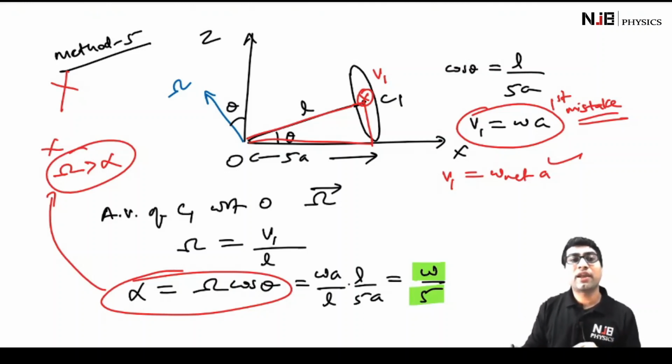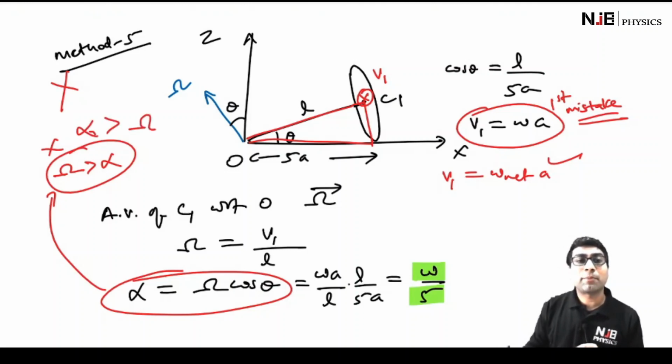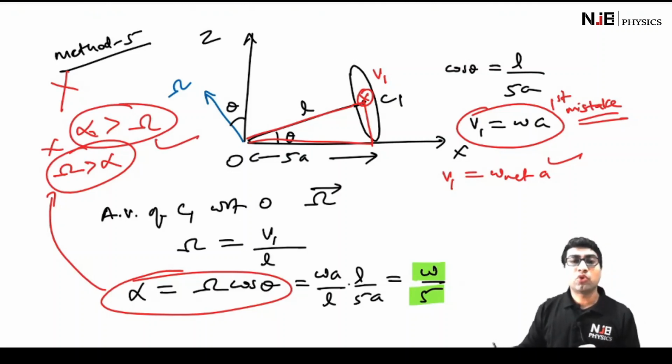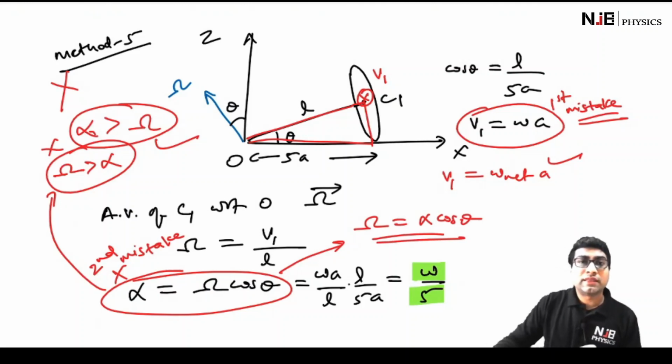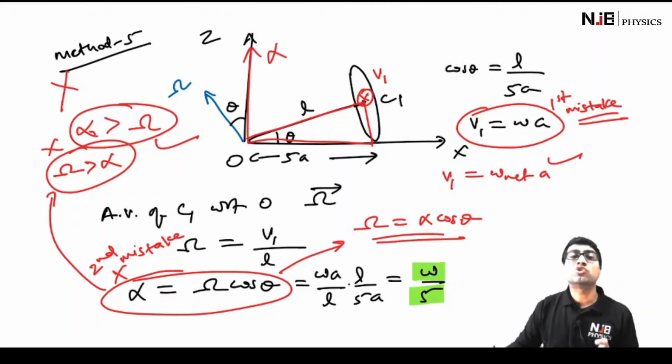Therefore alpha will not be less than capital omega. It is the other way around: alpha will be greater than capital omega. This is the correct relation, and the relation used earlier is wrong. This is your second mistake. The correct relation is going to be that capital omega is equal to alpha times cos theta, because this is your alpha and the component of alpha is going to be equal to this capital omega.